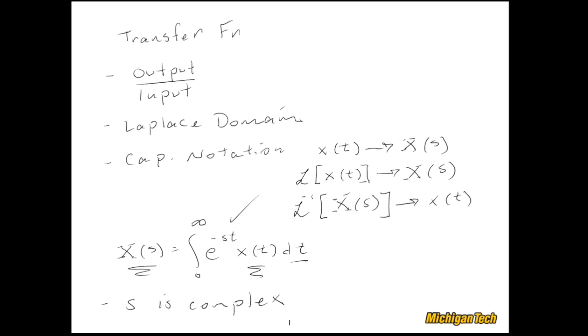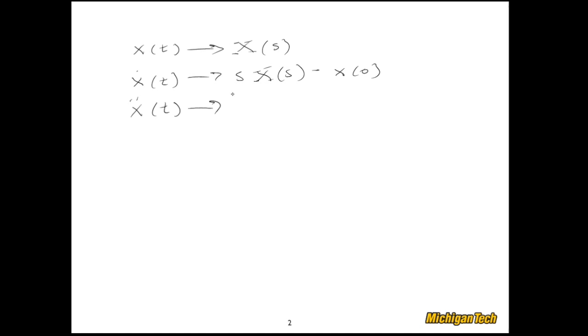So now let's just do some operations with the Laplace transform. I've already done this, that x of t via the Laplace transform becomes capital X of s from a notational standpoint. Here's some interesting things, though. dx/dt, or x dot of t, becomes s times X of s minus x0, which is the initial condition associated with that state. X double dot of t, so the second derivative of x, becomes s squared X of s minus s x0 minus x dot 0. So now we have two initial conditions tacked on there.